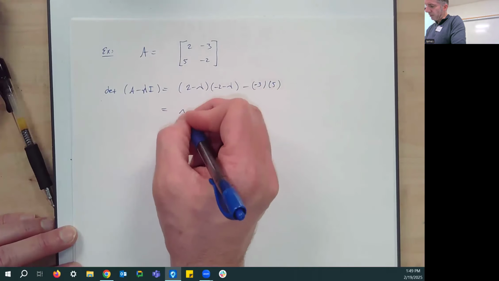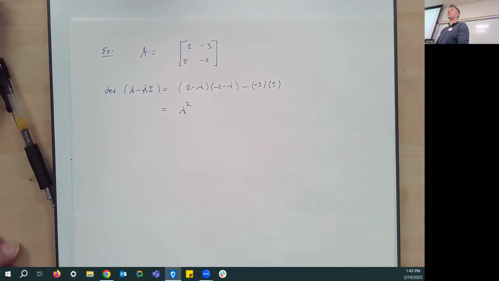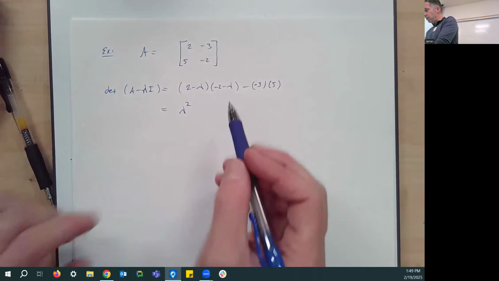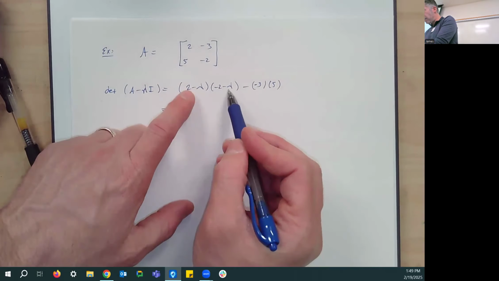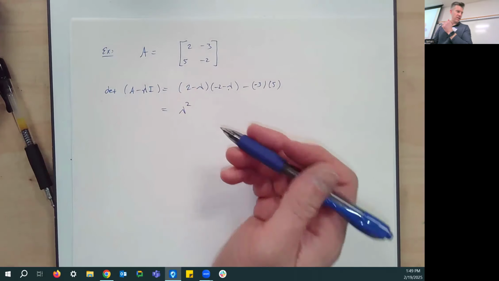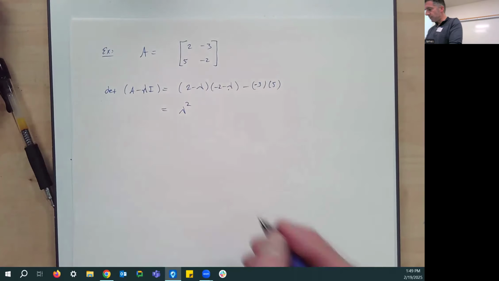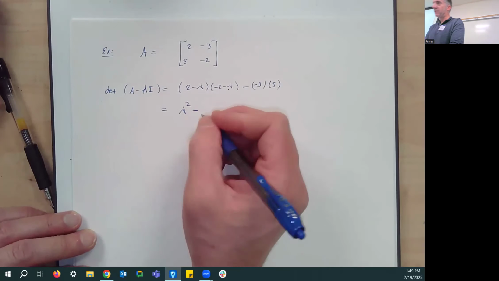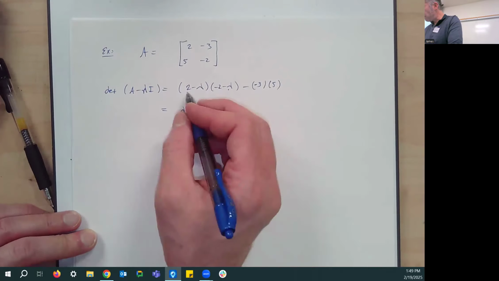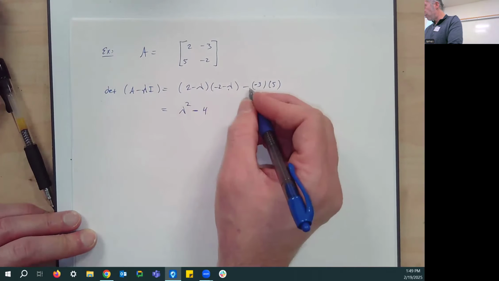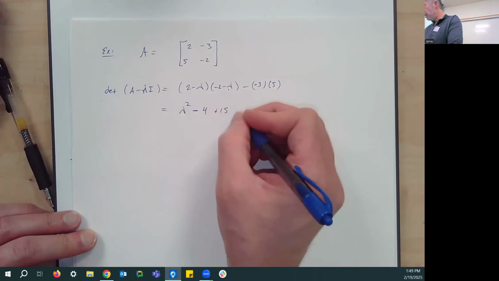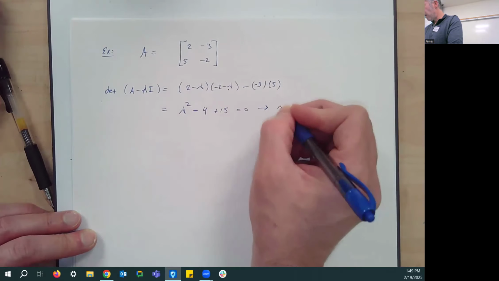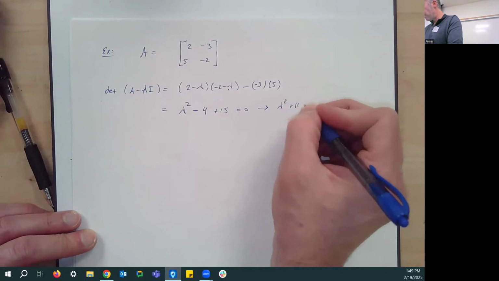Simplifying this, we get lambda squared. You always get lambda squared, by the way. It's just always a good starting point. And then plus 2 lambda minus 2 lambda. That's interesting, so 0 lambda. Am I doing that right? Yep, I sure am. Maybe this is not the example I wanted to go with. Oh well, let's play. -4 plus 15 equal to 0 gives me lambda squared plus 11 equal to 0.